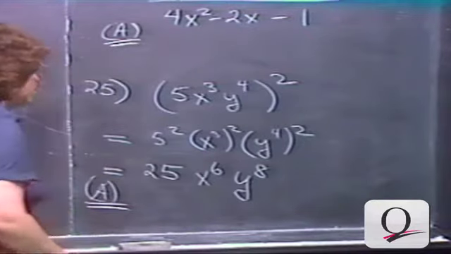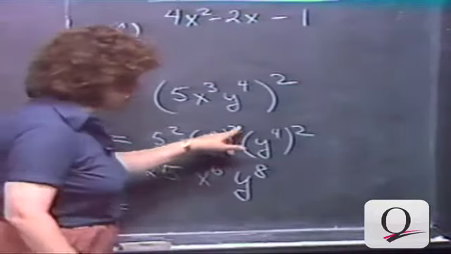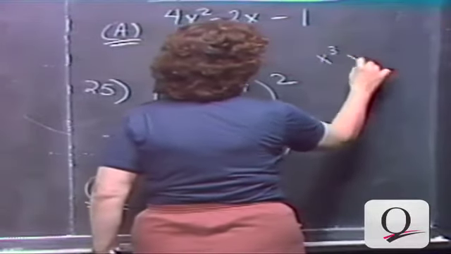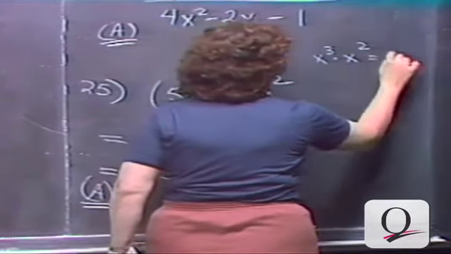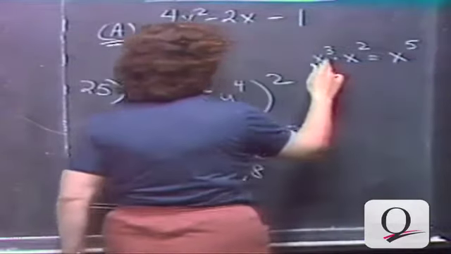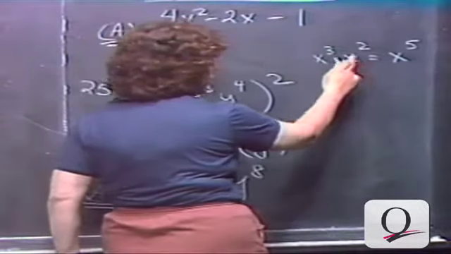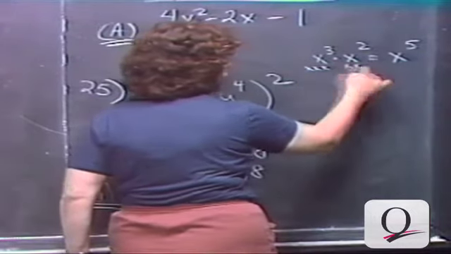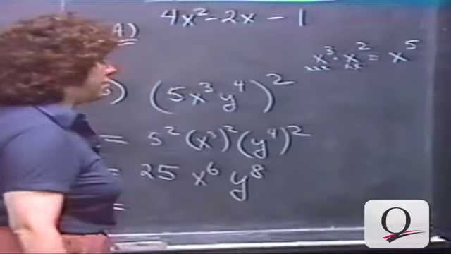The most common mistake, of course, in a problem like this would be adding the exponents. Remember, if it's x cubed times x squared, that is x to the 5th. In other words, you're multiplying x cubed times x squared. This is really x, x, x. This is x, x. So there's a total of 5 of them, x to the 5th.